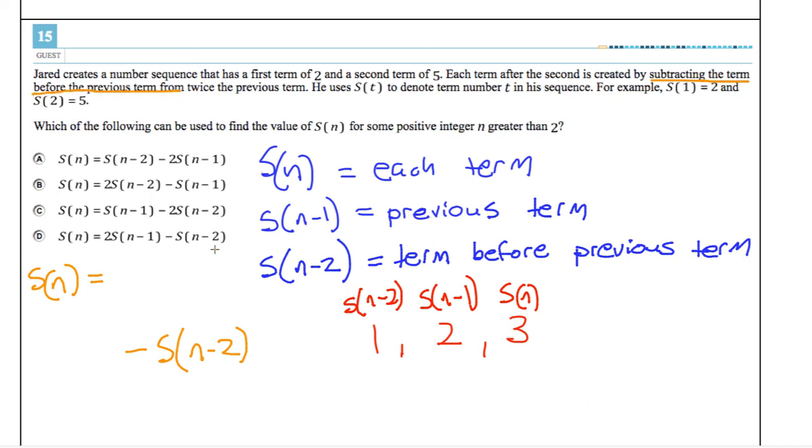That's all I'm looking at. We don't know what we're subtracting from yet, but we know that we are going to be subtracting S of n minus 2, the term before the previous term. And then what are we going to be subtracting from? Well, the answer is the very next line. From twice the previous term. Here's the previous term, S of n minus 1, and we need to do twice of that, so 2 times S of n minus 1. So where is our answer? It looks like S of n is equal to this guy, which is D.